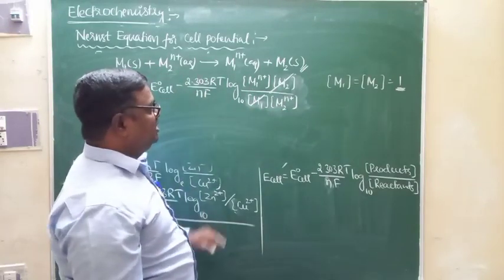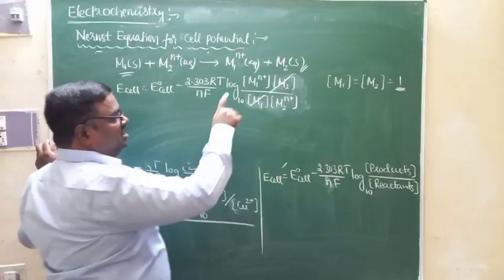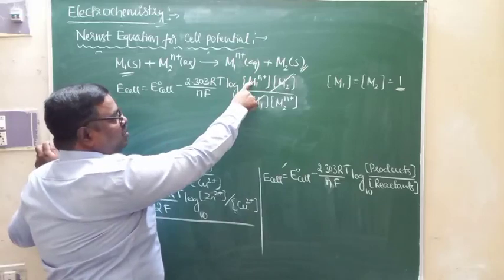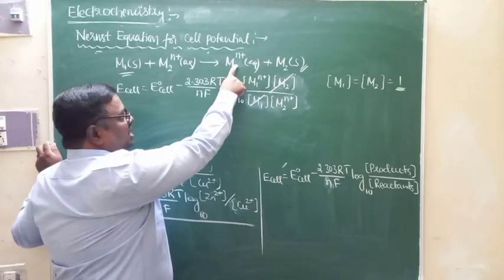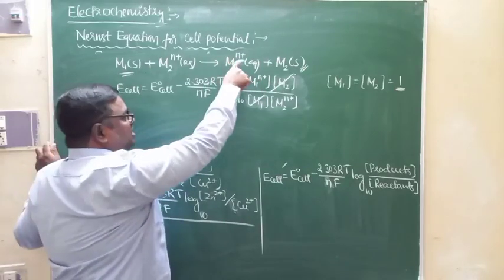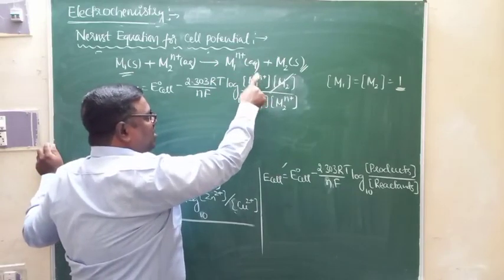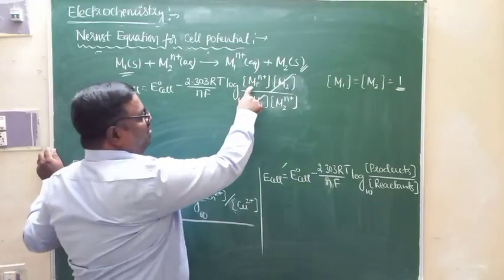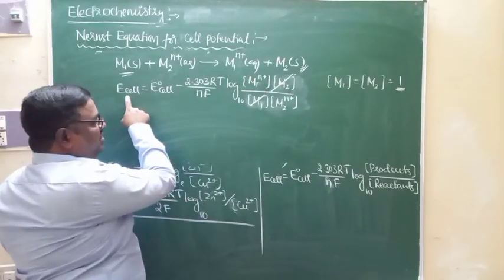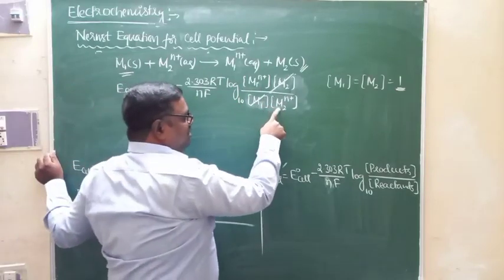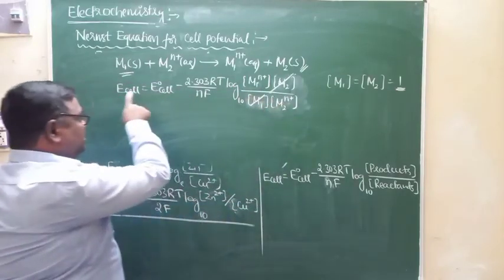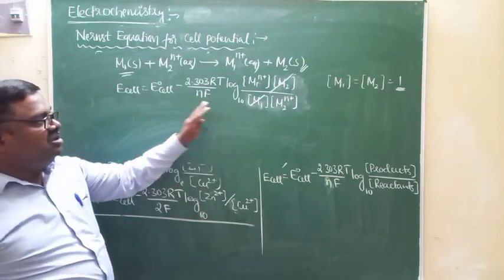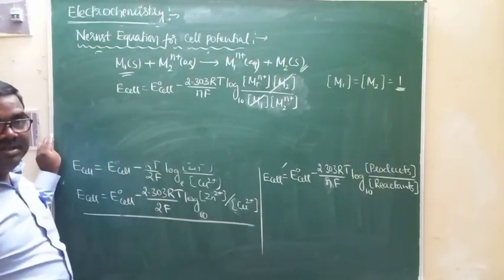On the basis of this we can say: the molar concentration of metal ion at anode, M1 N plus, because M1 is undergoing oxidation. As the molar concentration of metal ion at anode increases, cell potential decreases. If the M1 N plus value increases, the E of cell value decreases. Similarly, as the molar concentration of metal ion at cathode increases, cell potential increases. On this basis we can take those decisions. So this is what we call the expression for cell potential.